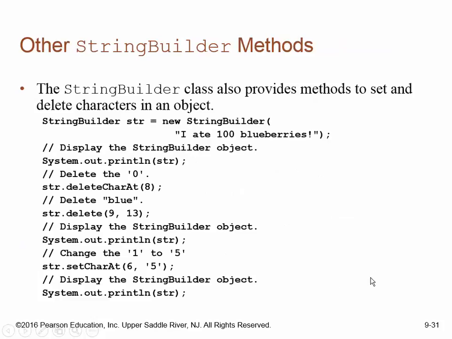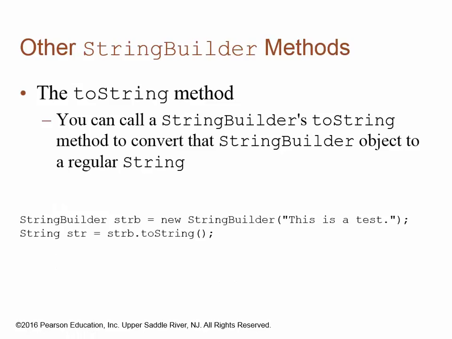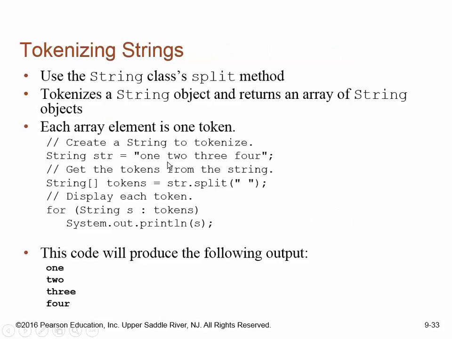StringBuilder also has methods to set and delete characters in an object, and they show you examples of that here. You can call the StringBuilder's toString method to convert the StringBuilder to a regular string. All right? And usually that's done.